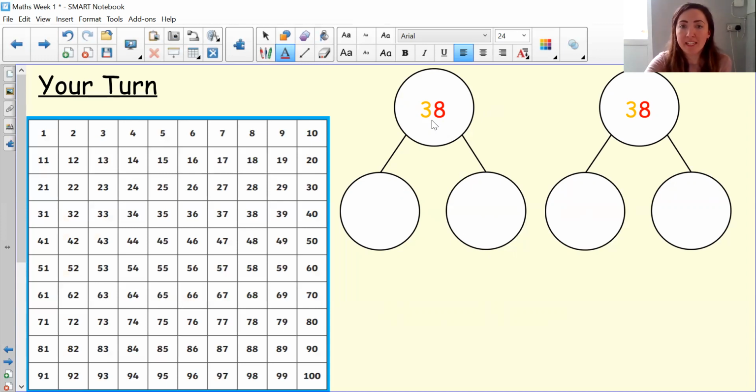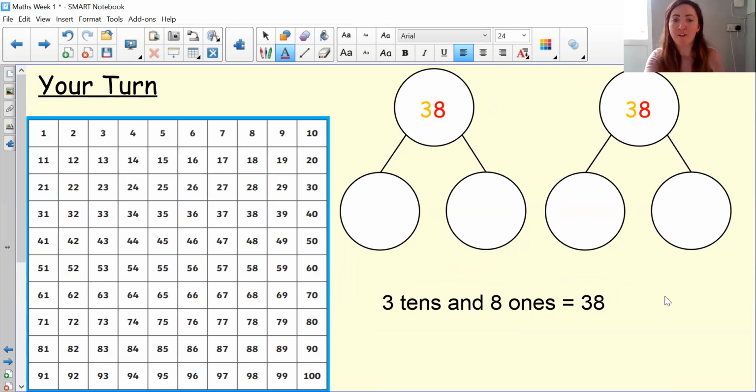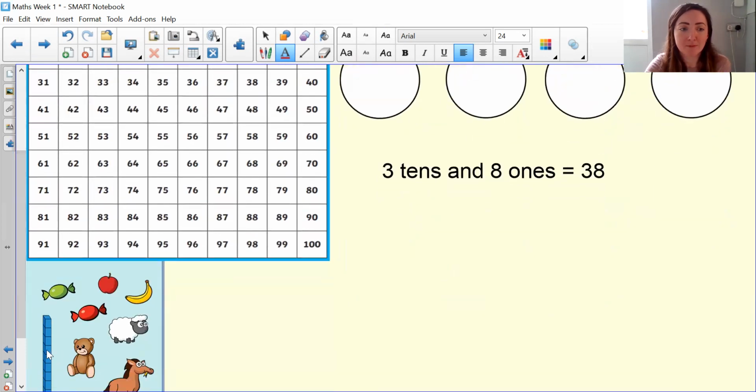Okay, so in number 38, I know that the first number in a 2-digit number tells me how many tens there are. So there are 3 tens. And the second digit tells me how many ones there are. So there are 8 ones. So 3 tens and 8 ones equals 38. Now, if I'm representing that with my Deans, I'm going to go down and get my 3 tens.